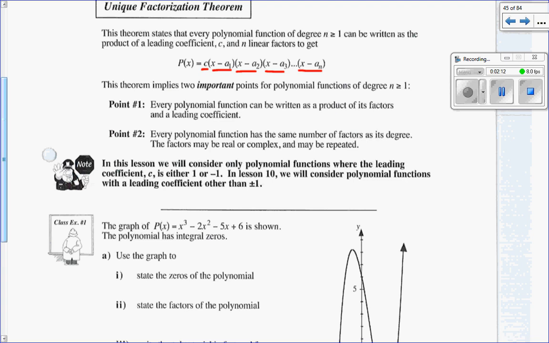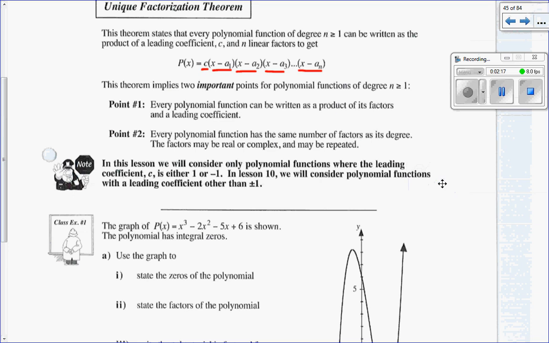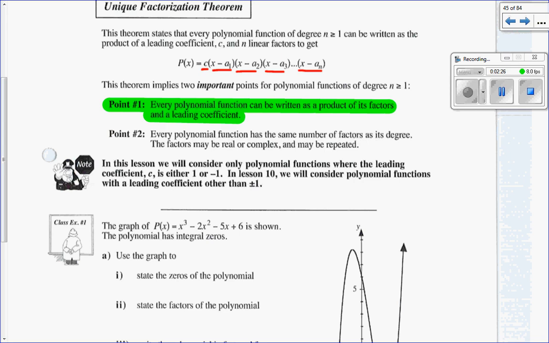If you have a highlighter, please grab your highlighter, and we'll just highlight these 2 important points. The first one is that every polynomial function can be written as a product of its factors and its leading coefficient. Just like we were doing yesterday when we were factoring polynomials, that's exactly how we wrote them, as a product of their factors and a leading coefficient. In many cases it is 1, but sometimes you'll have a leading coefficient there. As long as your leading coefficient is greater than or equal to 1.